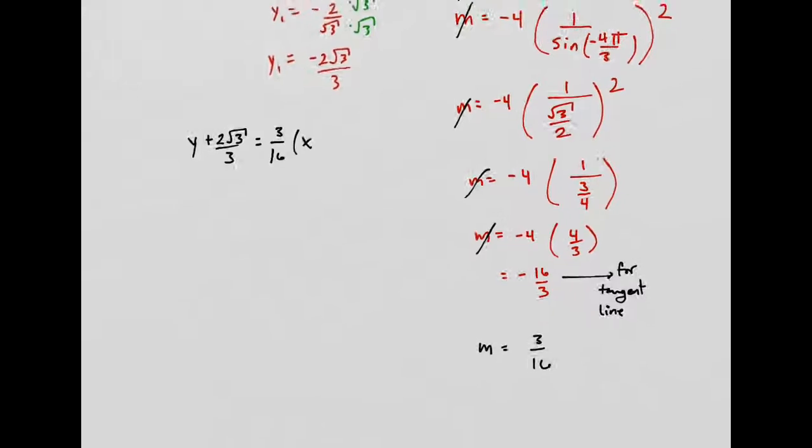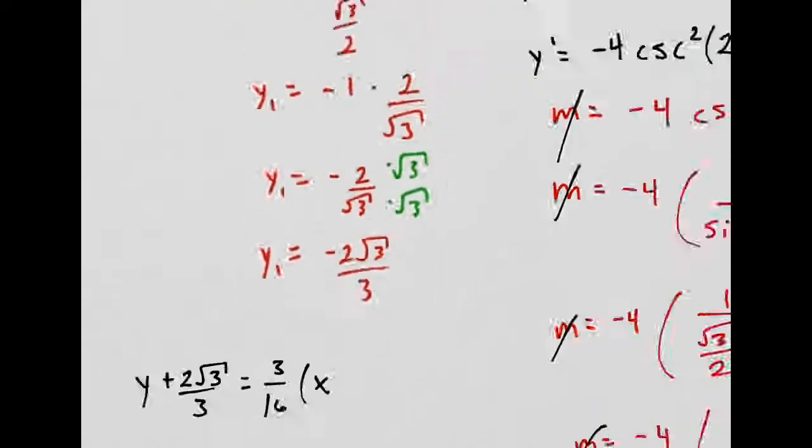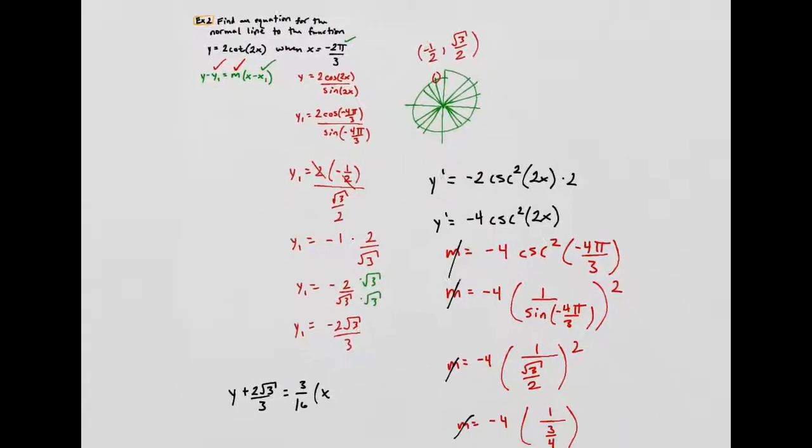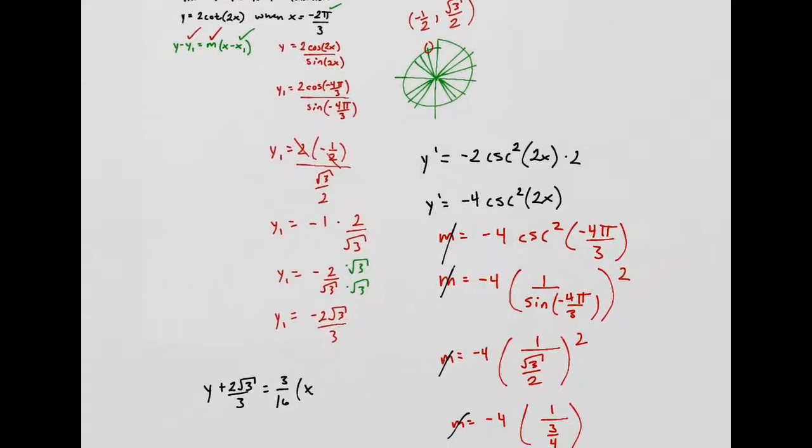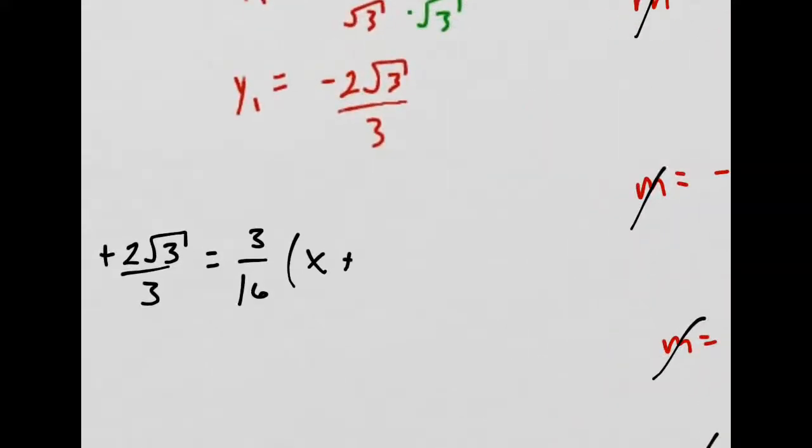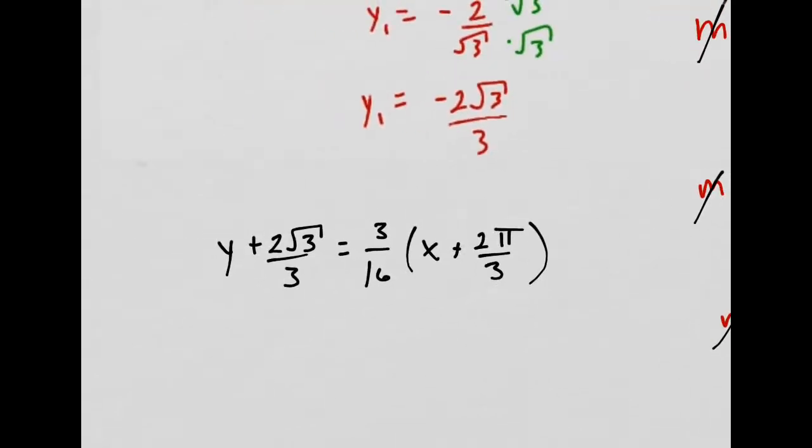Okay. Times x minus x1. x1 was negative 2 pi over 3, so that'll be plus 2 pi over 3. There we go. We're done now.